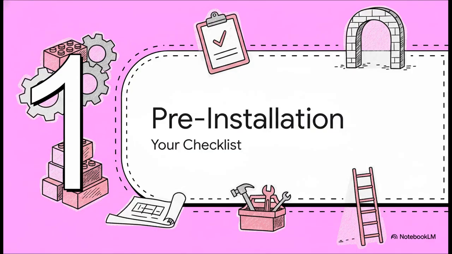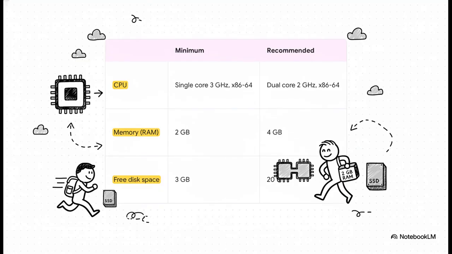Okay, so before we start building that bridge, we've got to make sure we have all our tools and materials ready to go. A little prep work now saves a ton of headaches later. So let's run through our pre-installation checklist. First up, hardware. And honestly, as you can see, the requirements are pretty light. For a real production system, SAP recommends a dual-core CPU, about 4 gigs of RAM, and 20 gigs of free disk space. Pretty manageable, right?